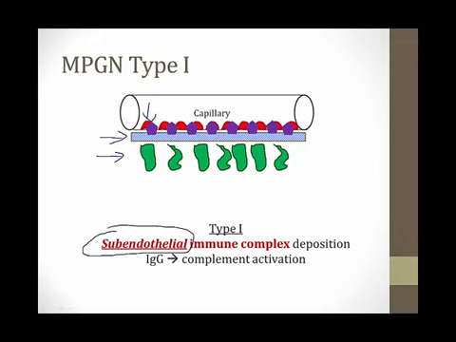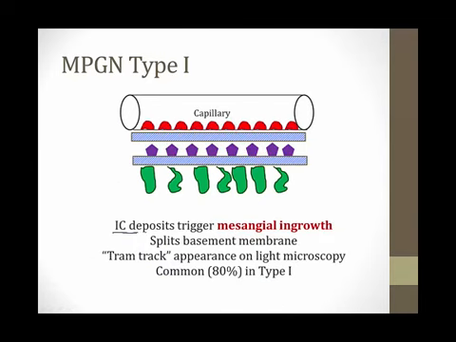This is what they're going to want you to know for Step 1. And the IgG antibodies lead to complement activation and inflammation. In addition, the immune complex deposits trigger mesangial ingrowth. The mesangial ingrowth splits the basement membrane, as I've shown in this drawing on the screen.